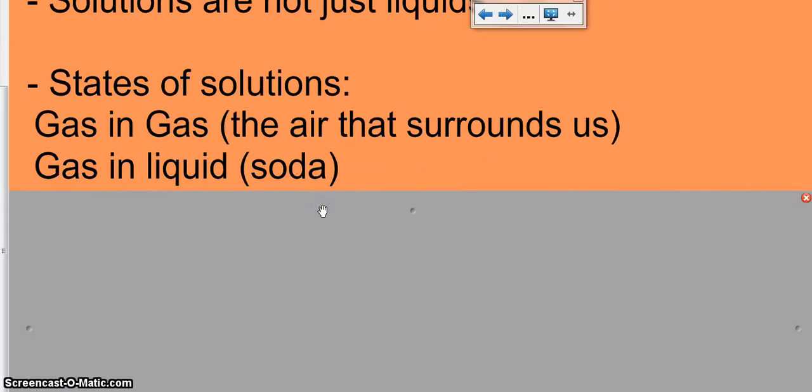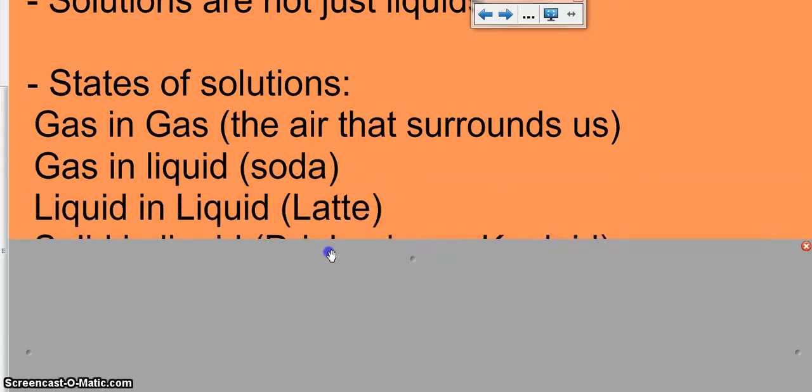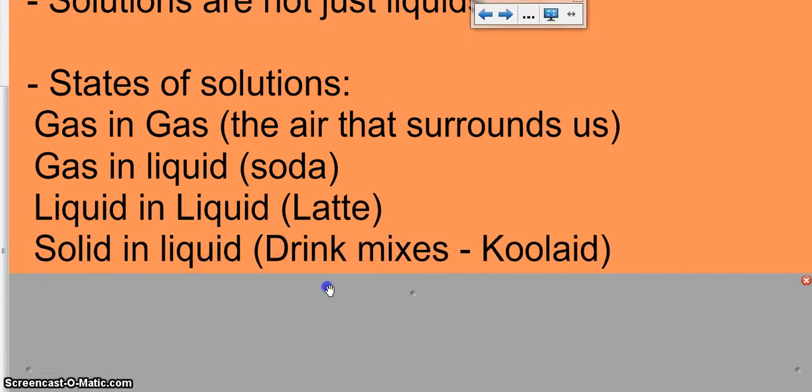What about a gas and a liquid, like soda, right? You guys all love your Coca-Cola. Soda has bubbles in it, so you have liquid with gas. A liquid in a liquid, a latte, right? Can't you combine those? What about a solid in a drink, like drink mixes like Kool-Aid or Gatorade powder or hot chocolate.